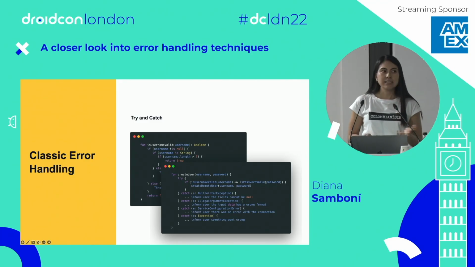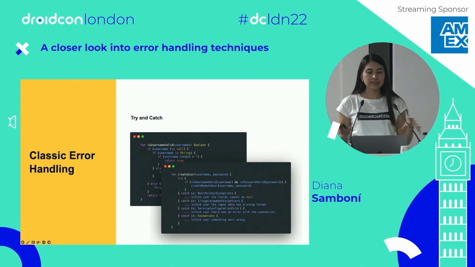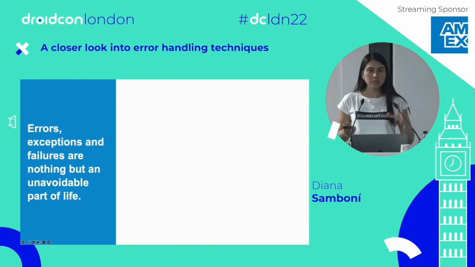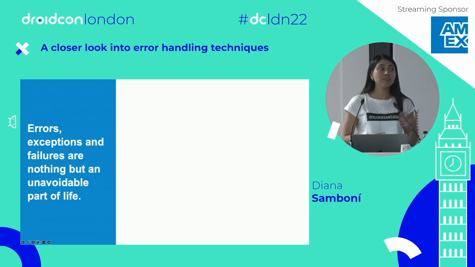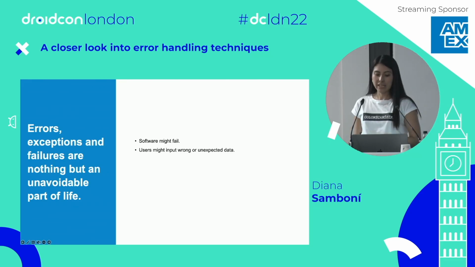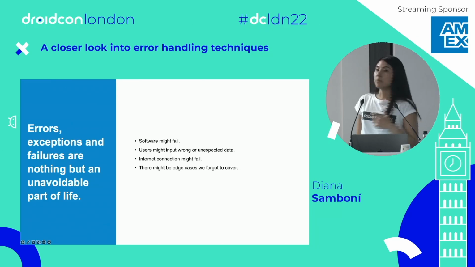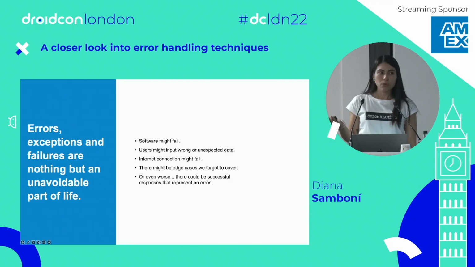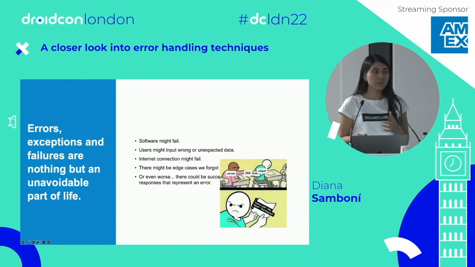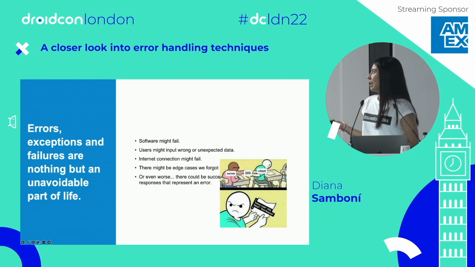I think that the problem is because we never think about what an error is in reality. So an error, as I mentioned, is something that is part of our life. We cannot get rid of them because software may fail, the user can input wrong data, internet connection might fail everywhere, and also maybe some error edge cases that we might forget to cover, and even worse, we can have something like that. So if you have worked with GraphQL, maybe you had received a 200 response, but in the end it was an error.